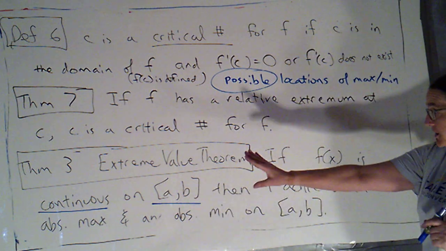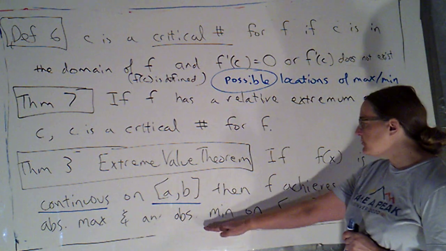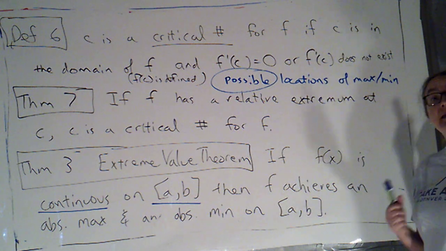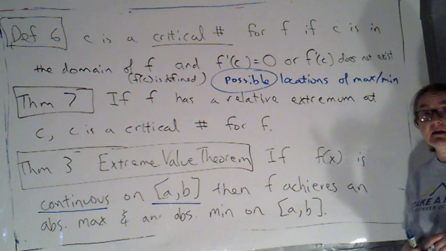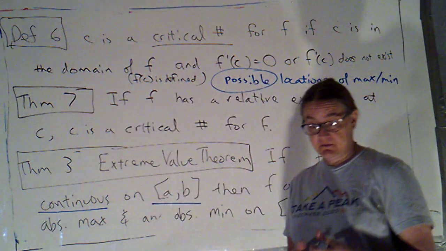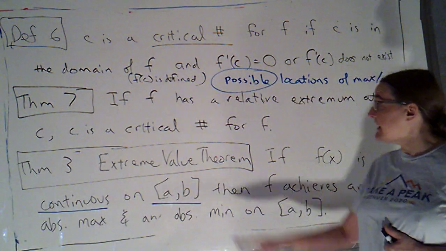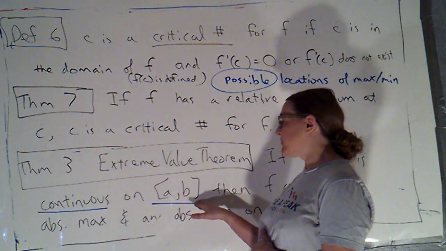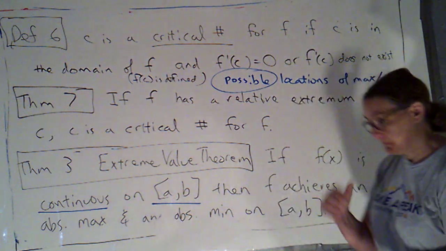But if we have a continuous function on a finite closed interval, then it achieves an absolute max and an absolute min on that interval. We're guaranteed that there's going to be an absolute max and an absolute min. So we had some functions earlier where we didn't have absolute maxes and mins. Whoops, I threw away the wrong marker. But they didn't satisfy these conditions. Either the function wasn't continuous or it was defined on an interval that was not a closed interval.